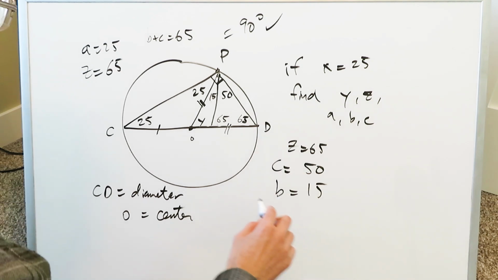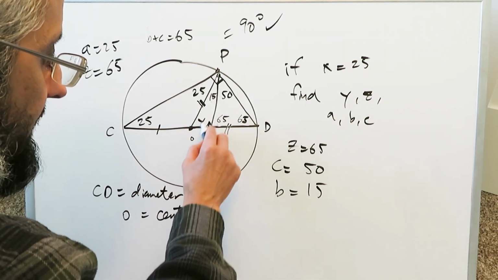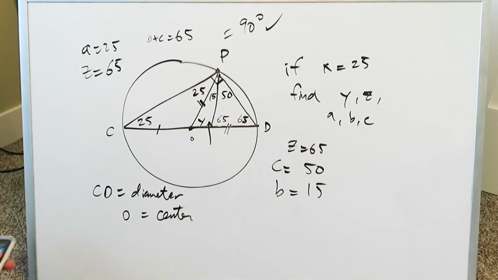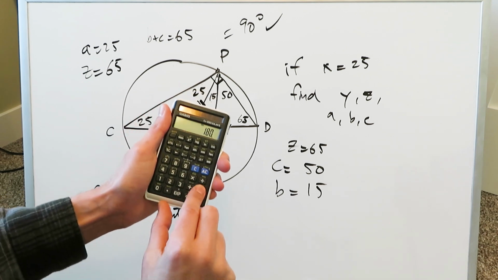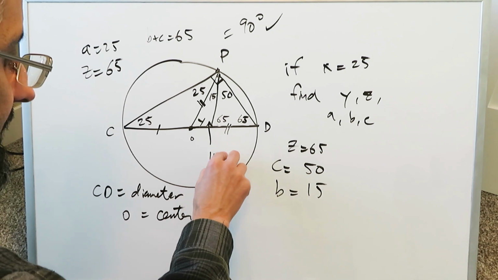Now to find the angle measure Y. If I know this is 65, then this right here, by means of supplementary angle properties, the 65 plus that missing angle must equal 180. It'll be just 180 minus 65, and that's 115. This right here is 115 degrees.